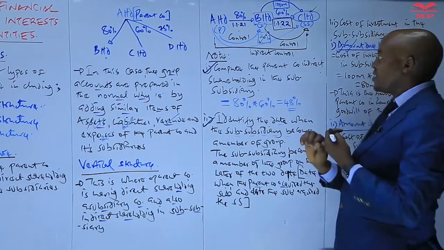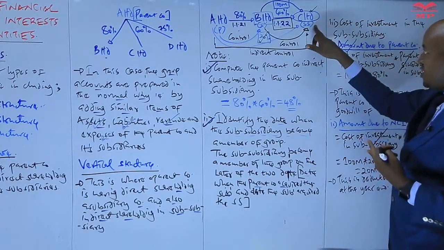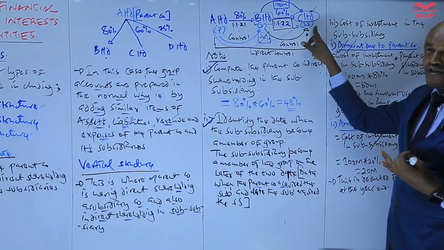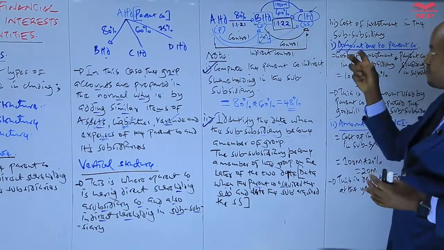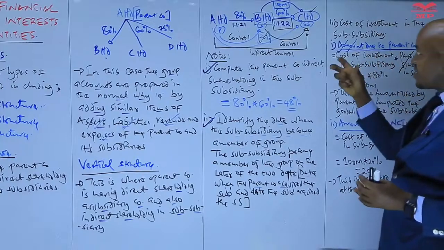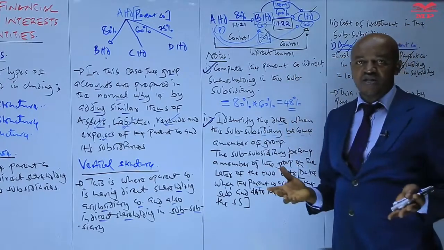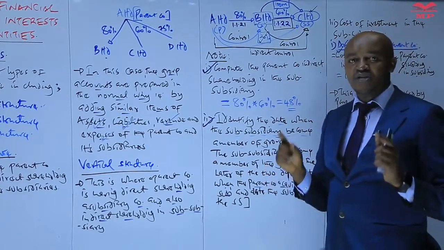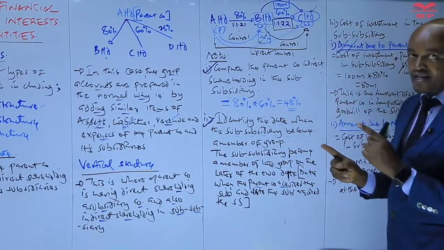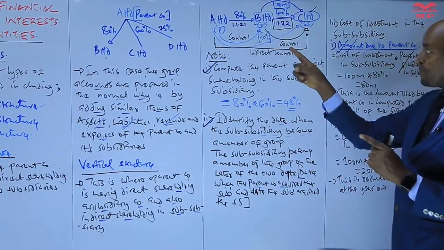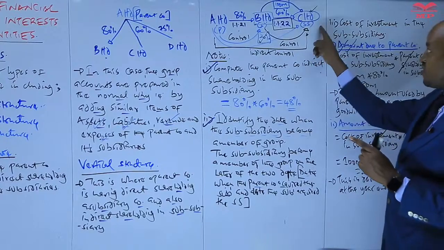Number two is that when taking into account the cost of investment in the subsidiary, we don't take the full amount. If, for example, B Limited had paid 100 million in acquiring the shares of C, that is not the amount we use in computation of goodwill, but we use the amount which is regarded to be paid by the parent, because it is the parent company here which computes the goodwill on acquisition of C.